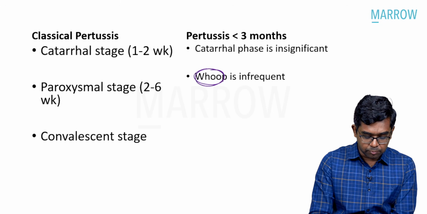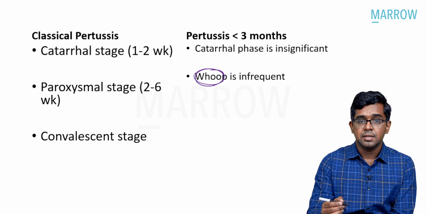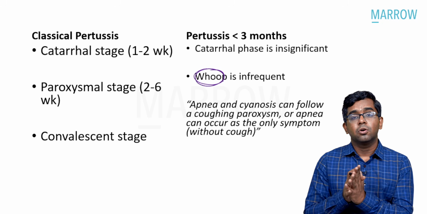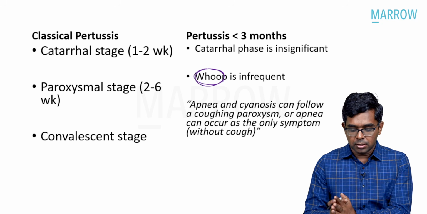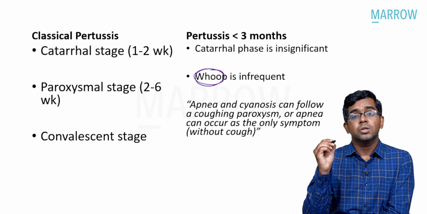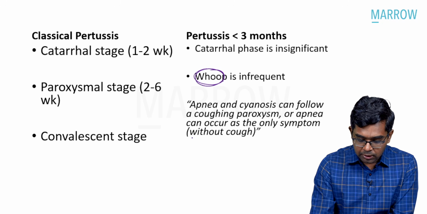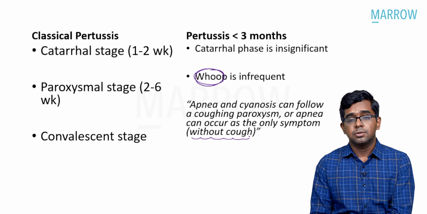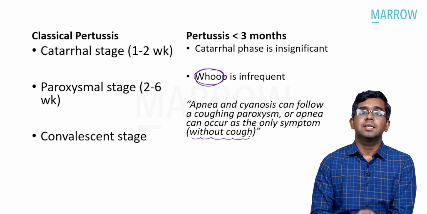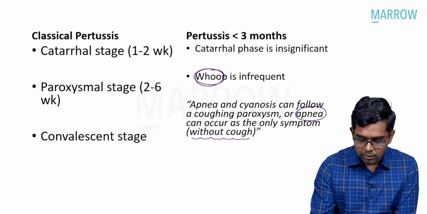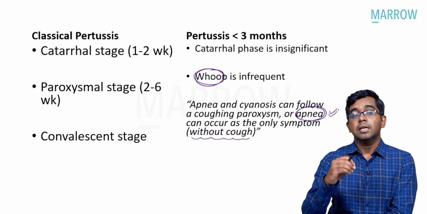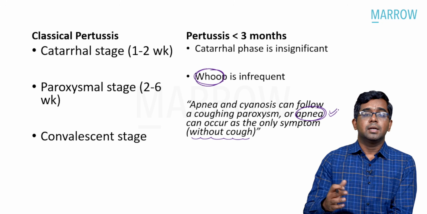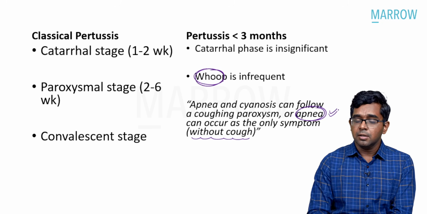And this is a very important point from the Nelson Textbook of Pediatrics. It is very clearly mentioned that apnea and cyanosis can follow a paroxysm of cough in a small child, or apnea can occur as the only symptom even without cough. So, the learning point here is whenever pertussis occurs in a young child less than 3 months of age, apnea is one of the important symptoms, even more important compared to a cough. That is the point which I want you to remember, and hence the clinical correlation with this particular question.